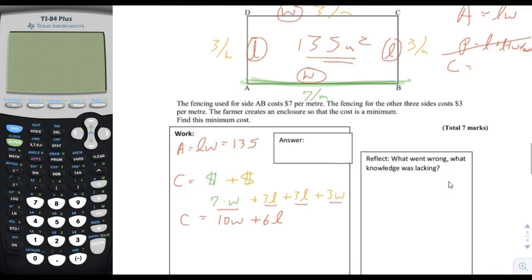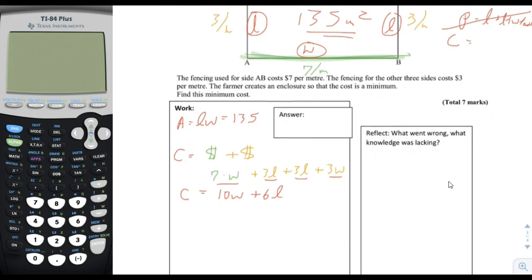Okay, now, what do we want to optimize? We want to optimize the cost. The cost is minimum. So we have an equation here, cost equals something. We need to make it so that the cost on the left only has an expression on the right that has 1 variable and not 2. So how do we get rid of one of the variables? We use the fact that length times width multiplied together equals 135. So we could get rid of either length or width. Okay, let's do this. Length equals 135 divided by W, right?